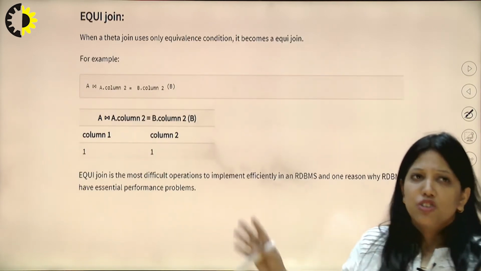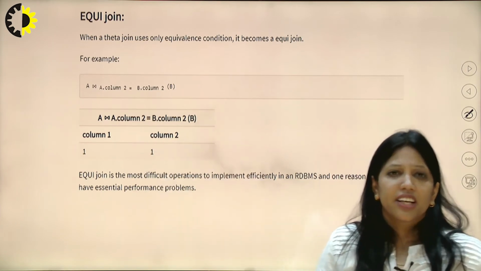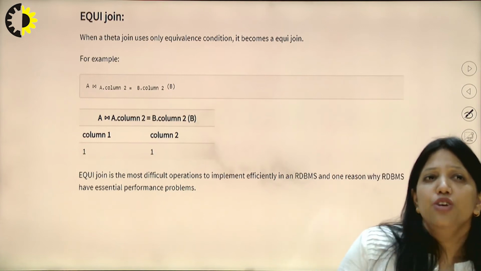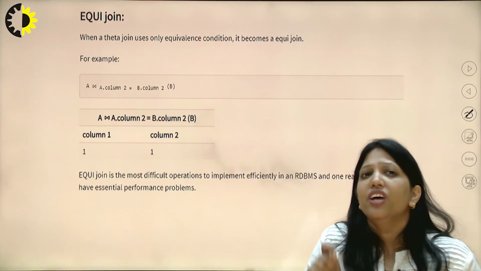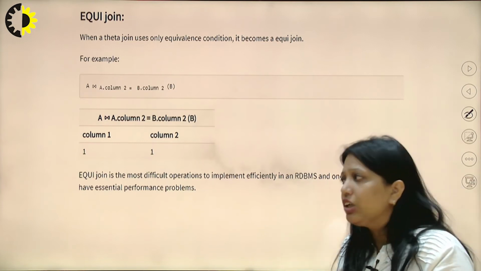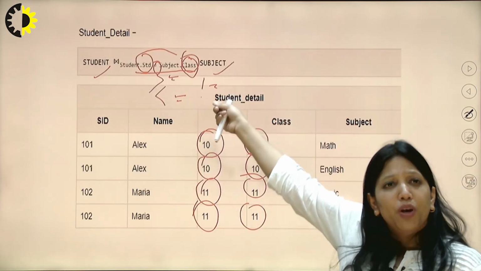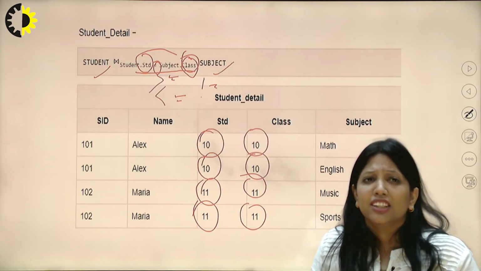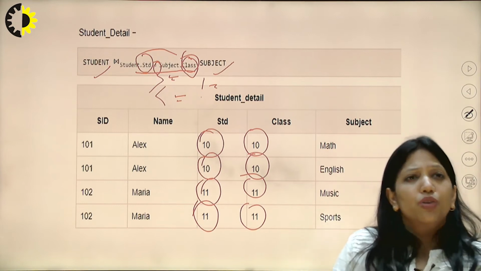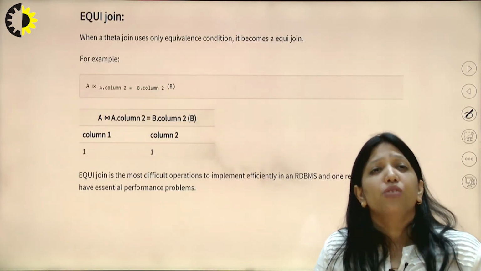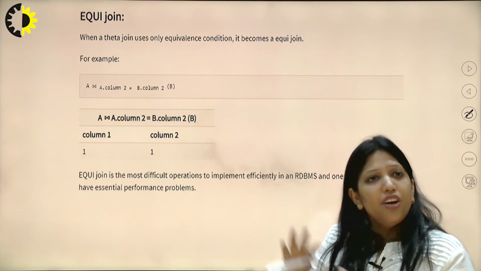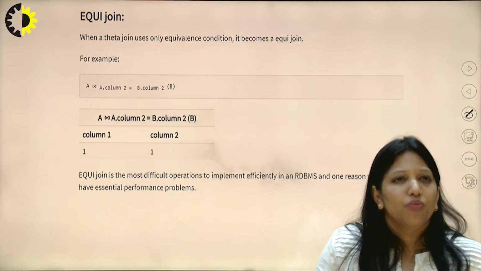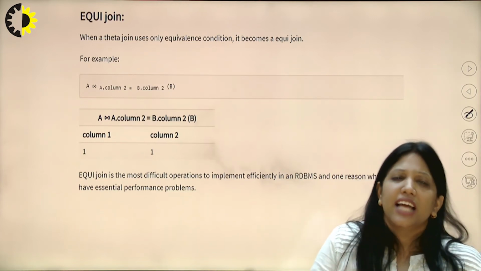Then the second type of inner join is the equijoin. The example we have seen earlier of the theta join is actually also an example of the equijoin. If we use only the equivalence condition, that is only the equal to symbol, then we say that it is an equijoin. So this operation is an example of equijoin and also of theta join. In theta join we can use any comparison operator: less than, equal to, greater than, not equal to. But in equijoin we can only use the equal to operator. We cannot use less than, greater than, or not equal to. So when a theta join uses only the equivalence relation, it becomes an equijoin.